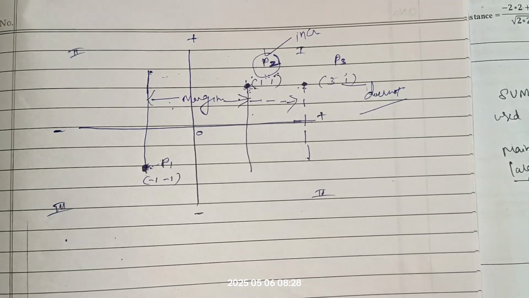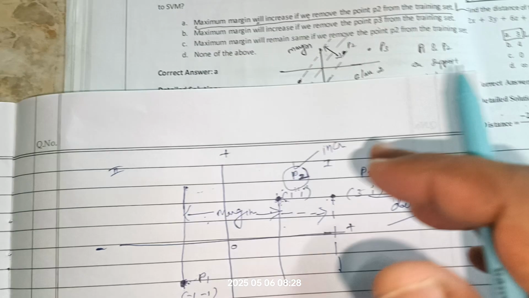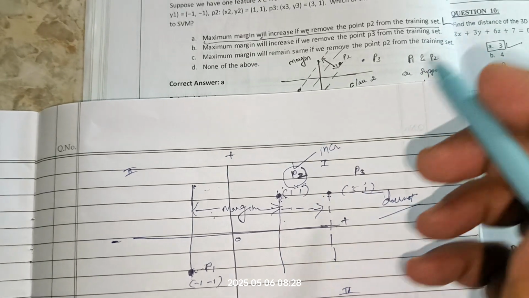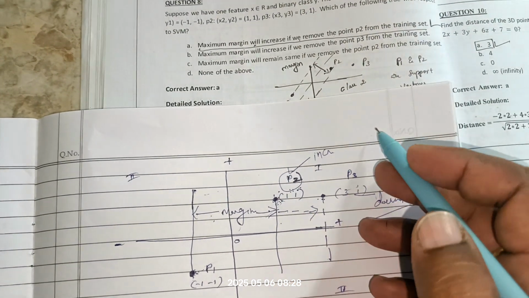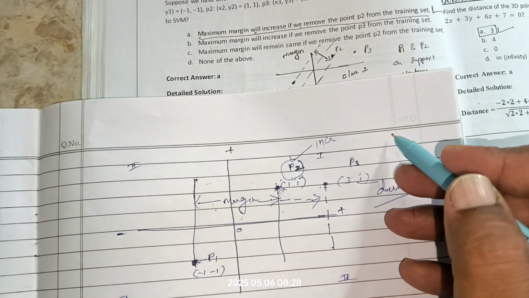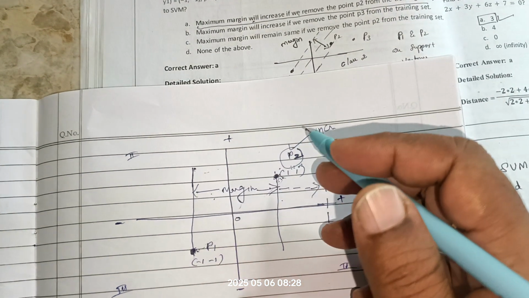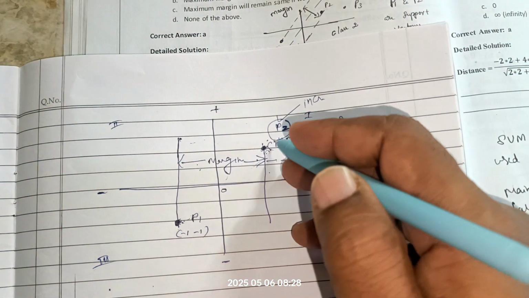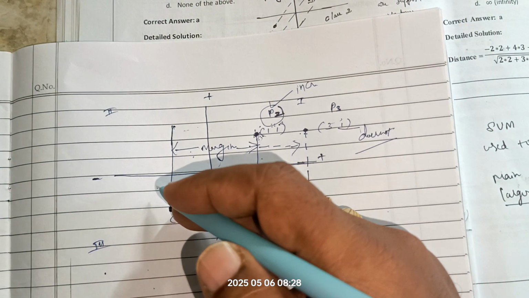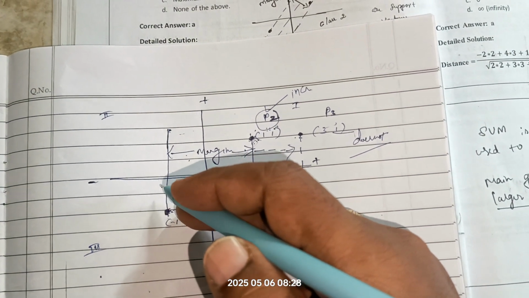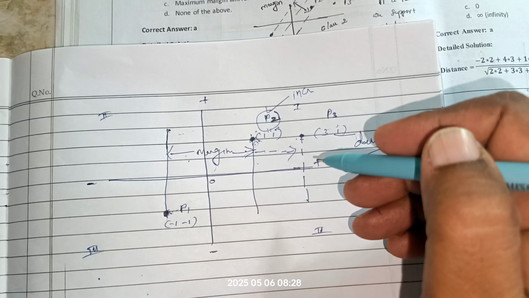Based on this we can see n number of problems, and for this problem also we can go for n number of combinations. What is going to happen if you remove P2? What is going to happen if you remove P3? What is going to happen if we remove P1? Like this, the margin is going to be increased, or it is going to be decreased, like that.